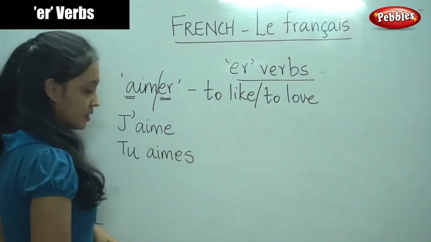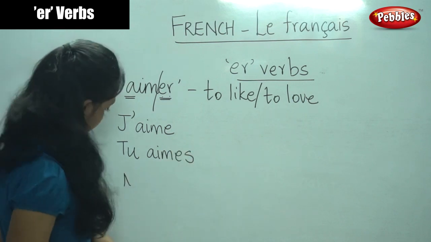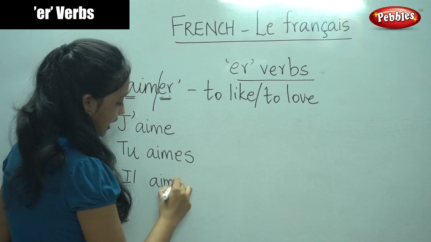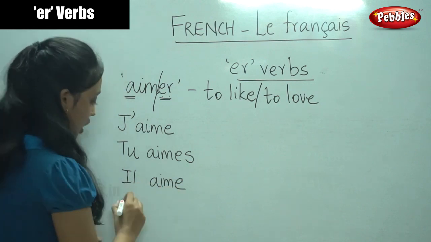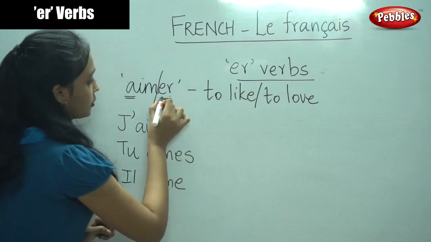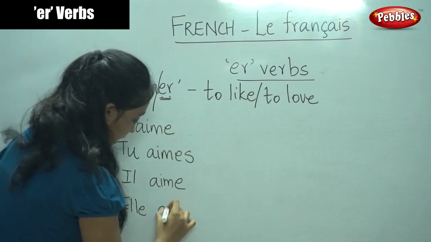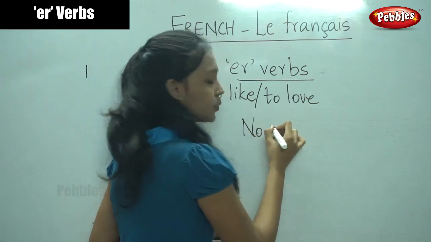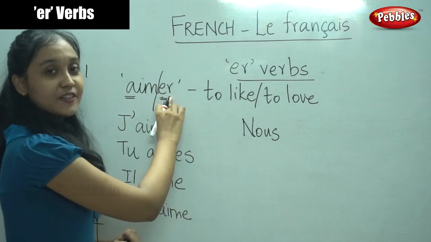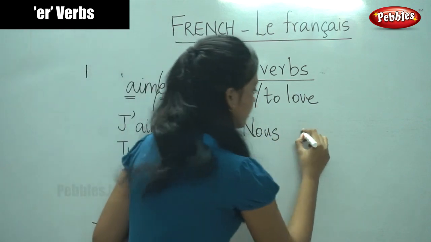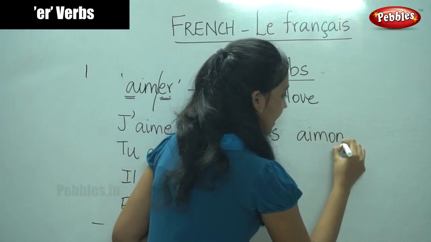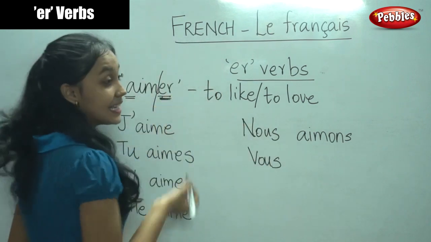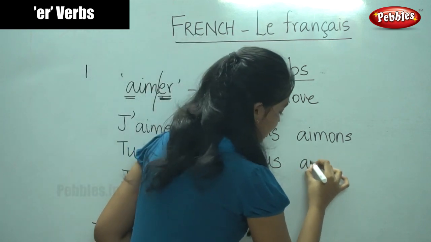ES. For il, we would remove ER and replace it with E. For elle, we would remove E and R and replace it with E. Next, for nous. What would we do for nous? We would remove E and R and replace it with ONS. Aimons. For vous, we would remove the letters ER and replace it with EZ.